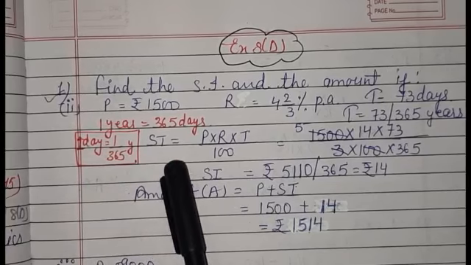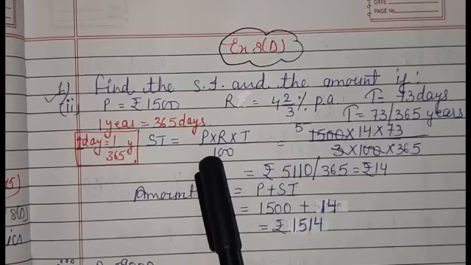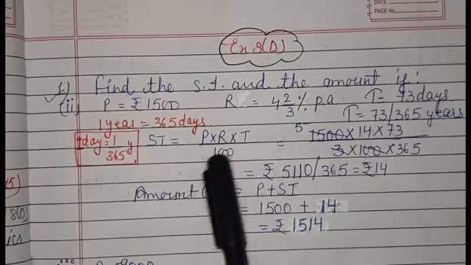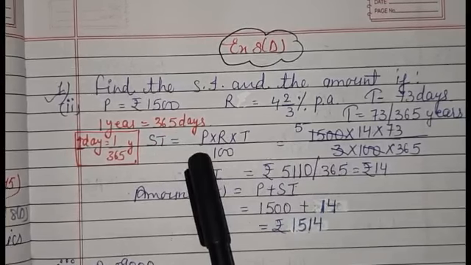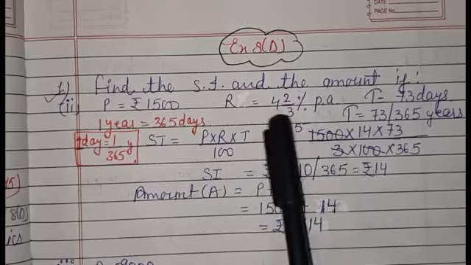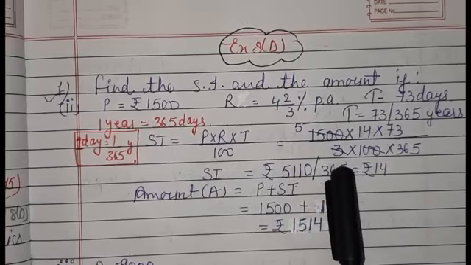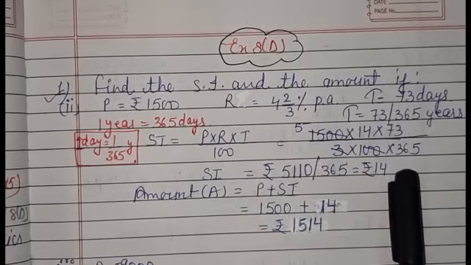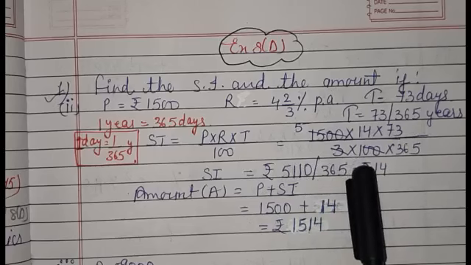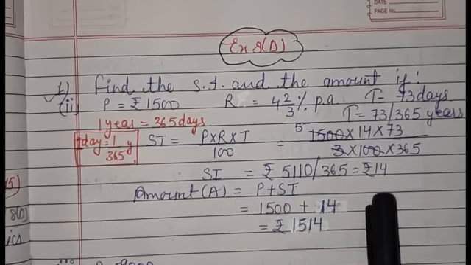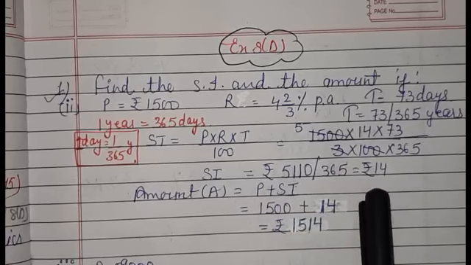Right? Now simple interest is equals to P into R into T upon 100. Use this formula. Put the values. When we will put P as 1500, R as 14 by 3, time as 73 by 365 upon 100. Simplify. SI will come equals to 14.